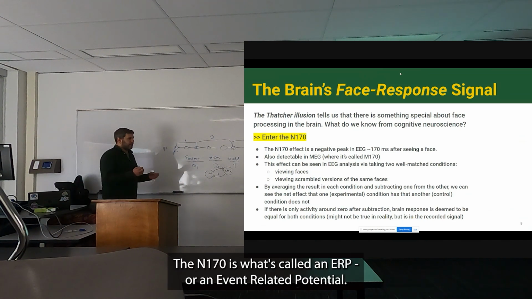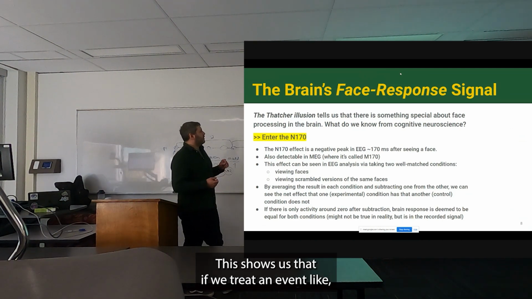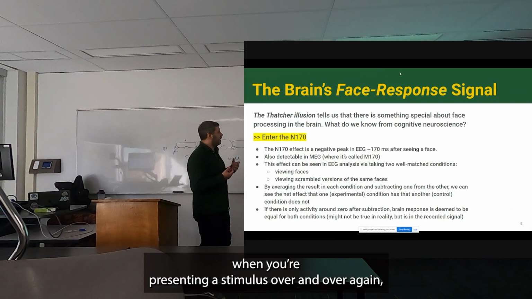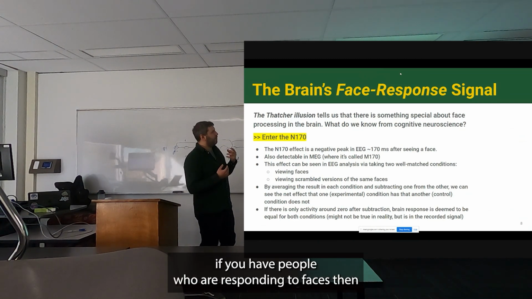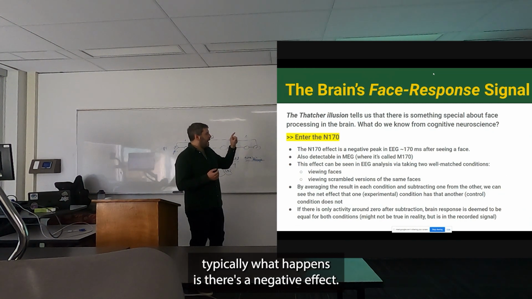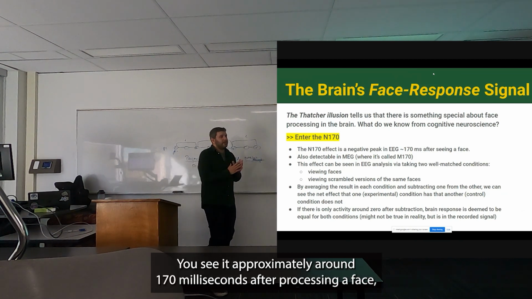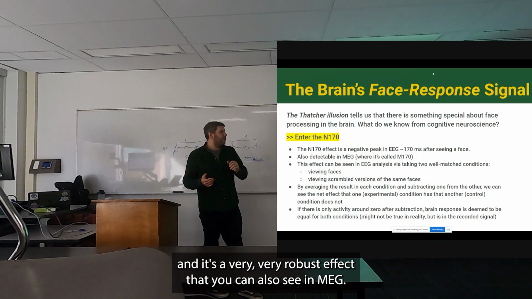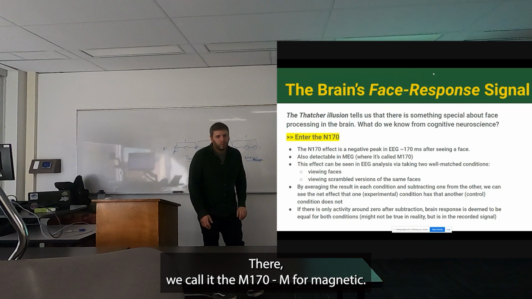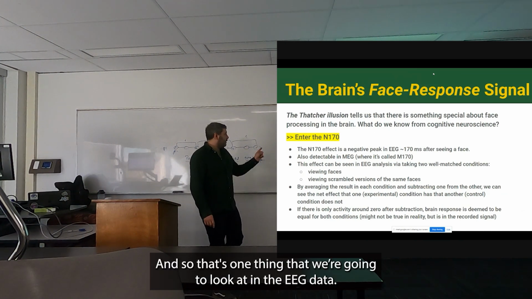The N170 is what's called an ERP, or event-related potential. And this shows that if we treat an event as when you're presenting a stimulus over and over again, and if you have people who are responding to faces, then typically what happens is there's a negative effect you see in the imagery approximately around 170 milliseconds after processing a face, and it's a very, very robust effect that you can also see in MEG. It's called the M170, M for magnet. And so that's one thing that we're going to look at in the EEG data.